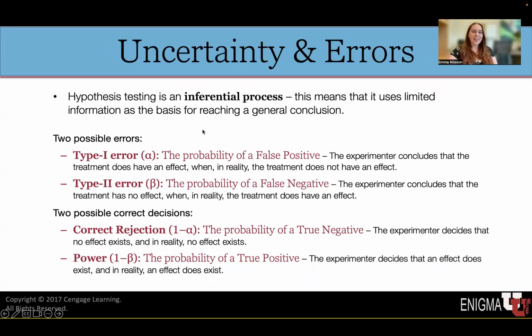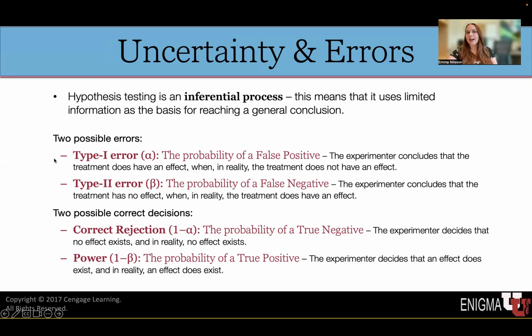So with that in mind, let's talk about some uncertainty and errors that can occur in hypothesis testing. Hypothesis testing, like we've talked about, is an inferential process. So we use limited information about a sample to make a general conclusion about a bigger population. It's inferential, it's not exact, precise, right? Because that happens, there are a couple of errors that we can make. There are two specifically possible errors.